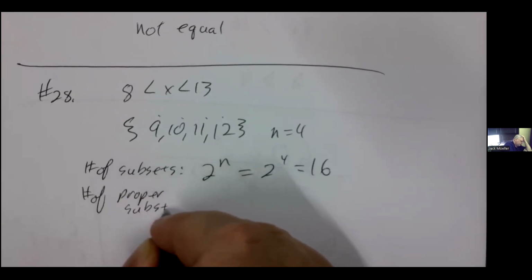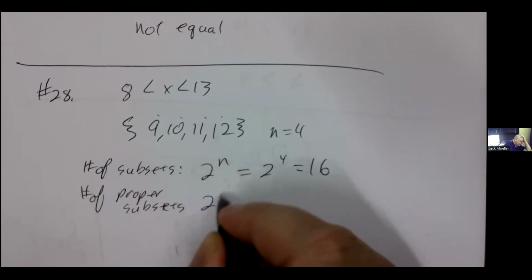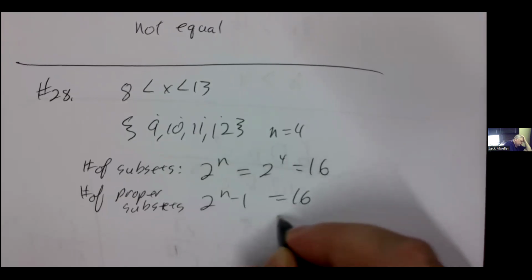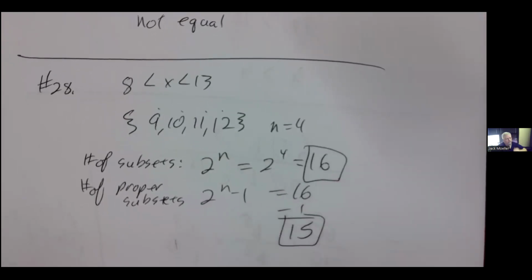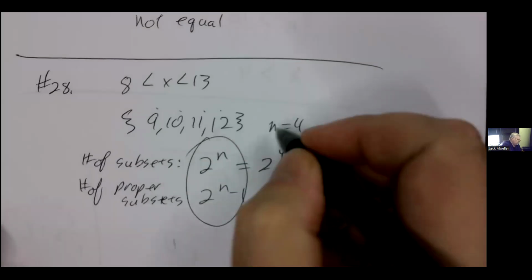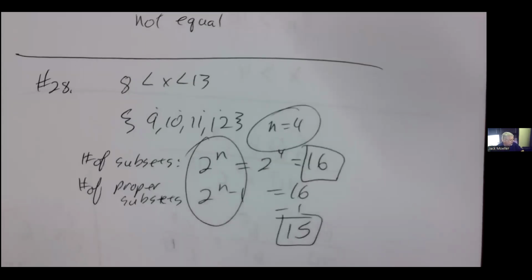They can't be equal, so we always have to subtract 1. That would be 16 minus 1, which is 15. Again, if you know what the formula is and how to use it, that's a straightforward problem. If you don't know this and you don't know what n is, then we can't even start the problem. All right, so that is 2.2.